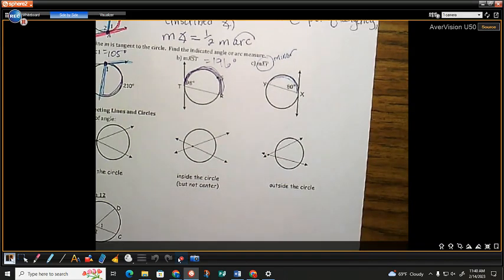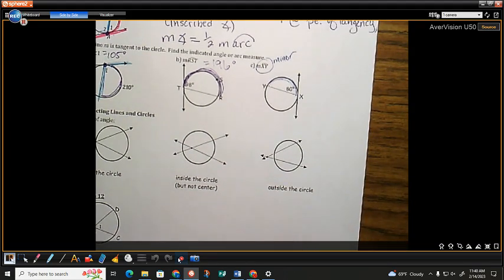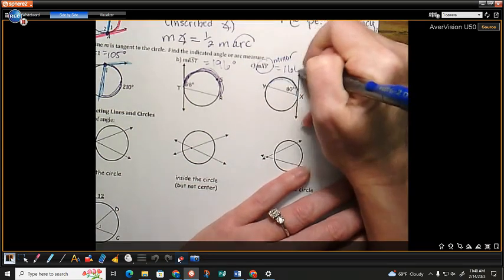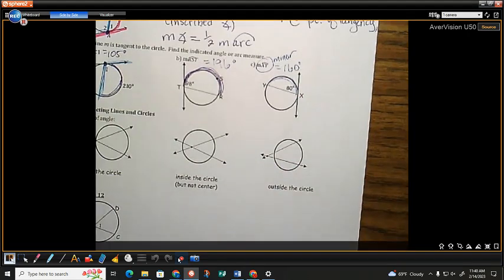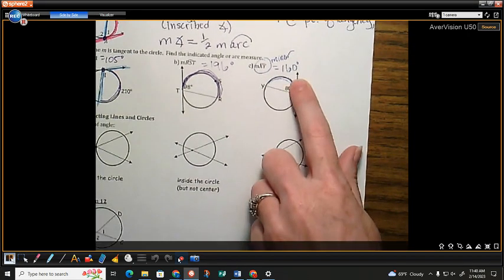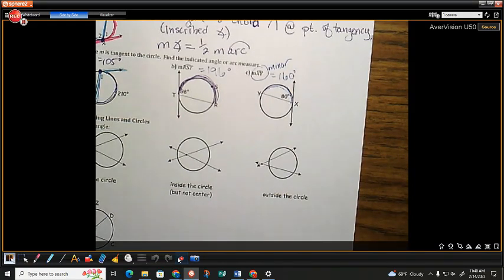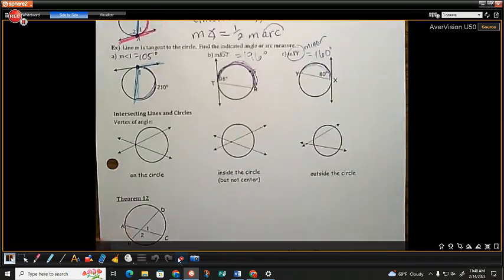And so how big would that arc be? It's going to be twice 80, which is 160. Now double check. Is that really a minor measure? Yes. Okay, good, we did the right one. If you had accidentally done the other way, you would know that, oh wait, I did the wrong one, if you got something bigger than 180. So that would give it away. Cool, so that's doing those.